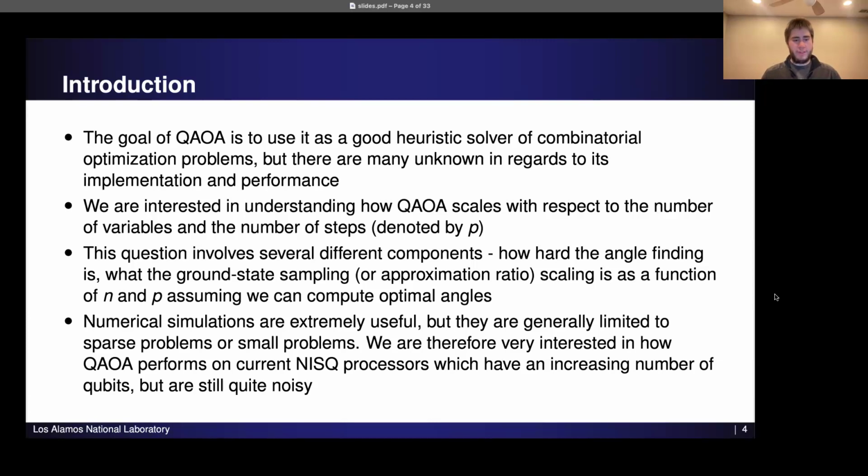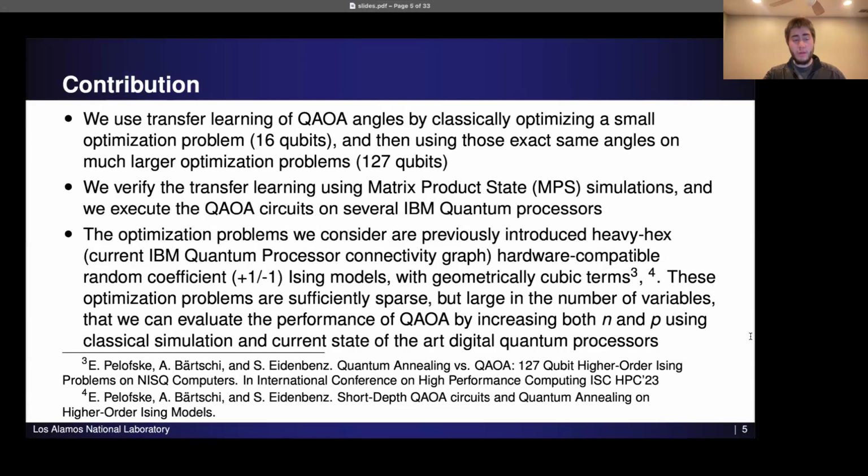So we're therefore interested in how QAOA performs on current NISQ processors, which have an increasing number of qubits, but are still quite noisy. Right now, there are processors that have on the order of hundreds of qubits. And we're interested in QAOA performance on those devices, in particular because those quantum states can't be computed by brute force computation, but there are tricks to compute those circuits classically, which we actually use. So our primary contribution is that we use transfer learning.